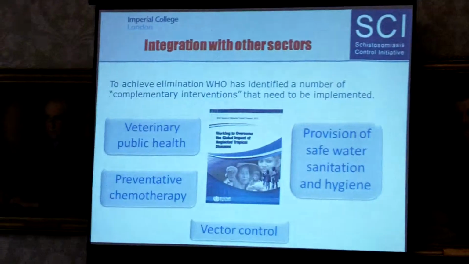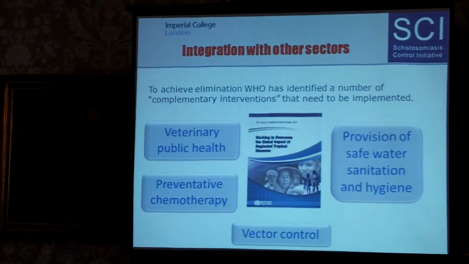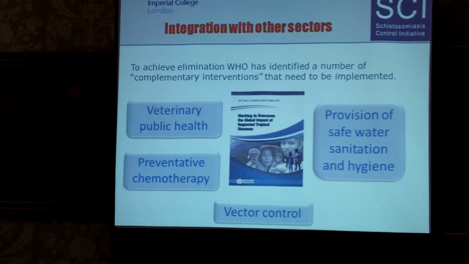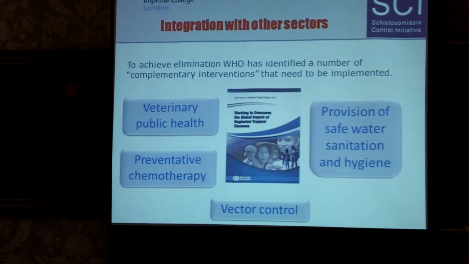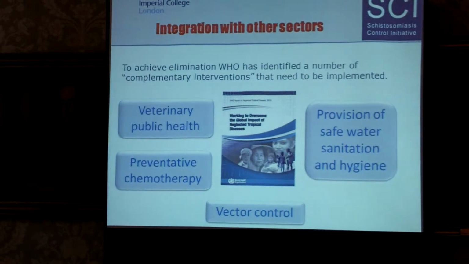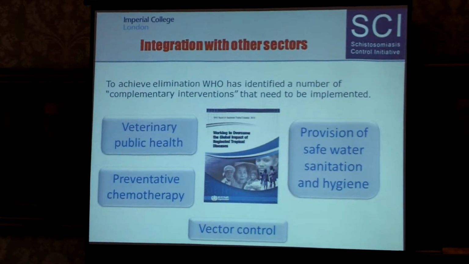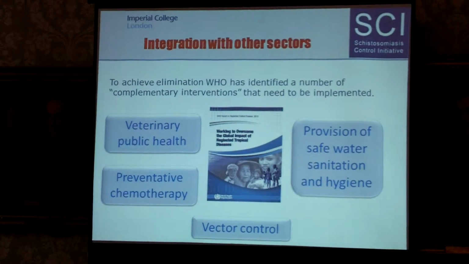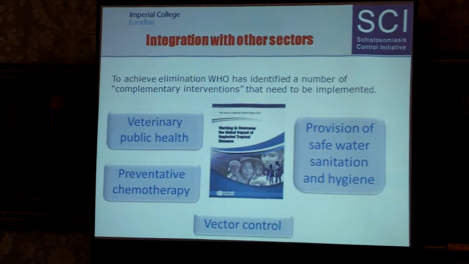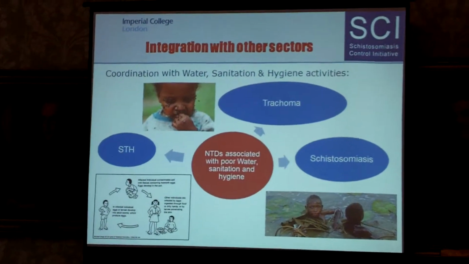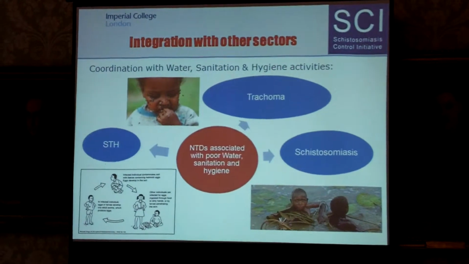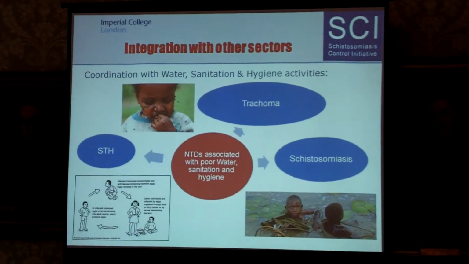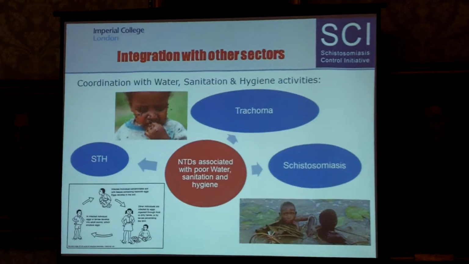So finally, integration with other sectors. To achieve elimination, WHO have identified a broader picture beyond just the traditional preventative chemotherapy. And this is coordinating with other programs such as veterinary public health, which is particularly important for cysticercosis, where there could be a potential interaction between cysticercosis and praziquantel treatment, vector control, and obviously WASH is the big topic on everybody's minds. So I won't talk too much about WASH because I think Mike's going to talk about it next, but this is the water, sanitation and hygiene activities. These are heavily linked with 3 NTDs: soil transmitted helminths, trachoma and schisto.